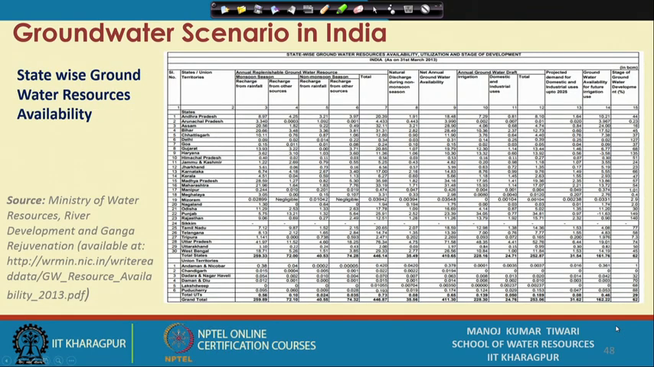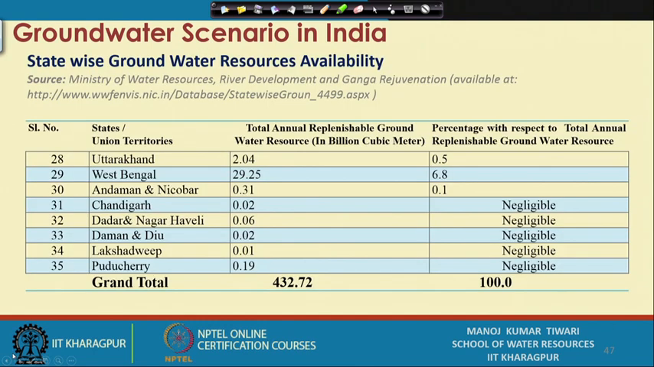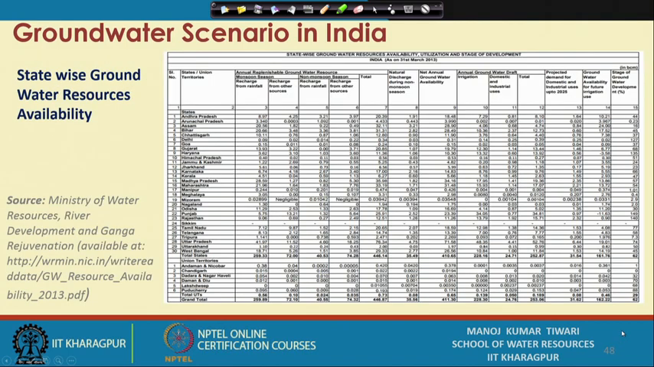So, in total, the estimate is around 432.72 billion cubic meters in India. Of course, these estimates change based on the agency and from time to time. So, this is a summary of groundwater resources availability state wise.